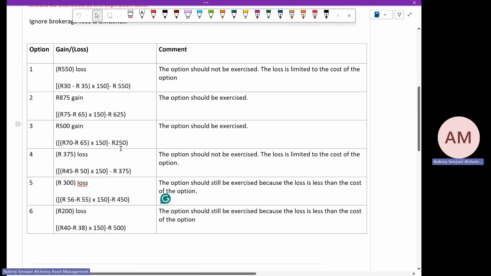1,500 minus the 625 Rand we spent on the premium to buy this option. We've got a gain, can you see, of 800. So is this option valuable? Is it in the money? It's in the money. We're going to exercise the option.